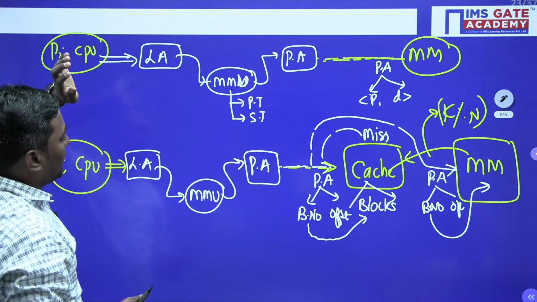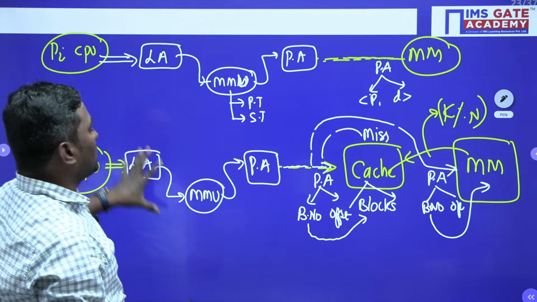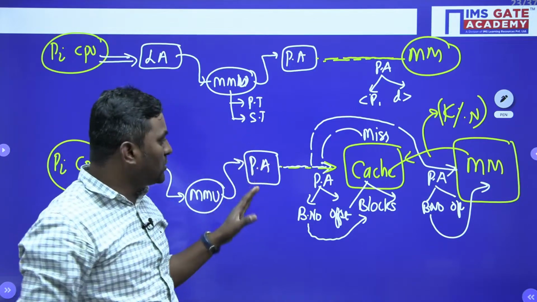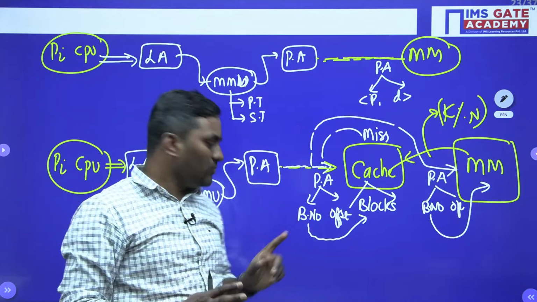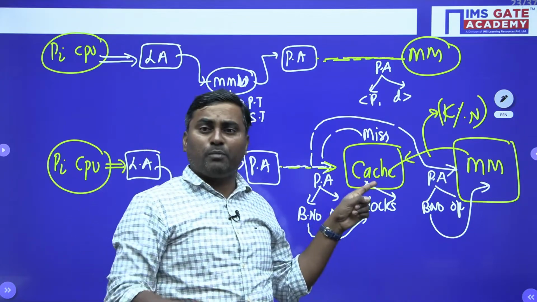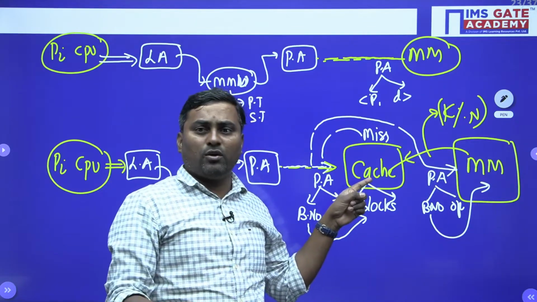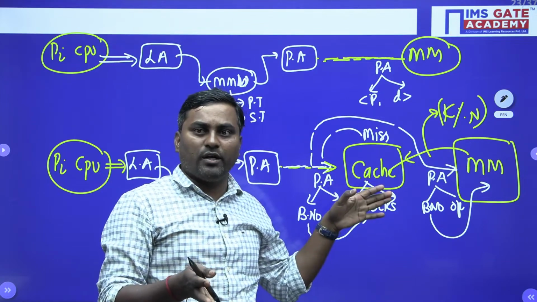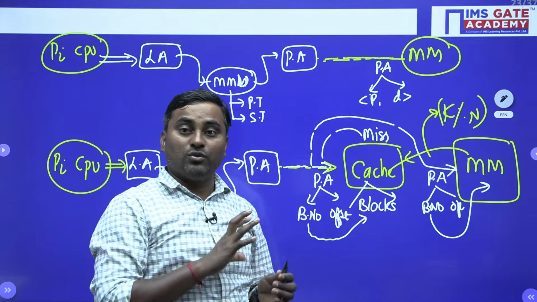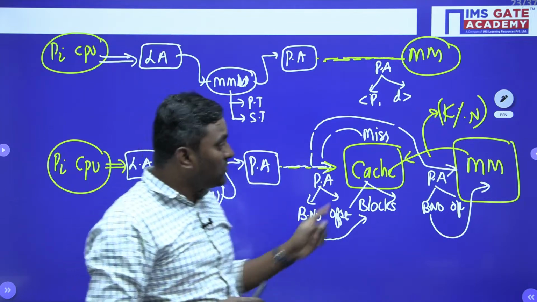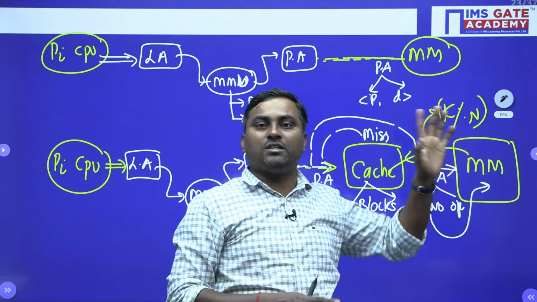Restarting means it has to generate the address again. When you regenerate the address, that logical address will translate into a physical address. The physical address will be searched in cache memory by splitting into block number and offset. With this block number you get the block, because you updated it now. Within the block, read the data and hand it over to the processor. So this will happen.